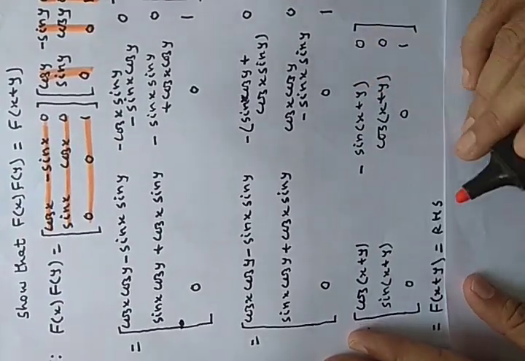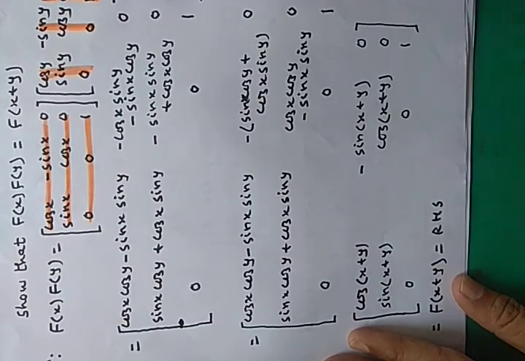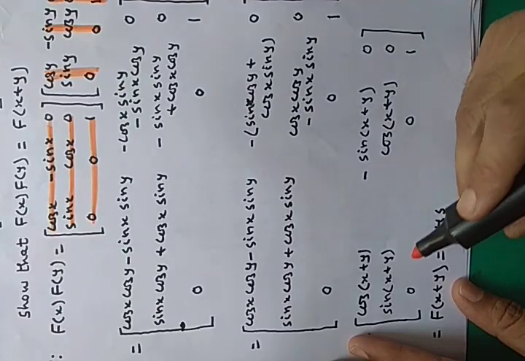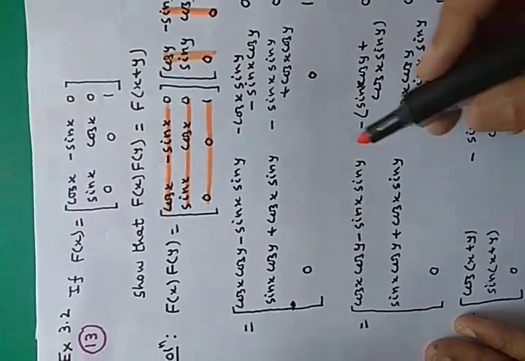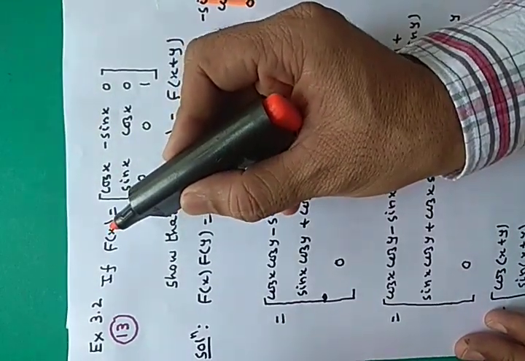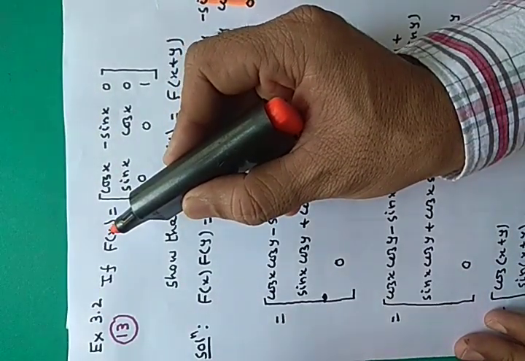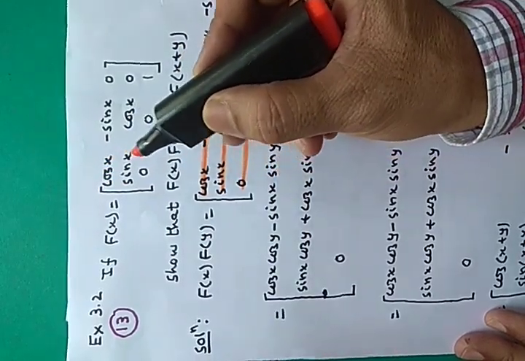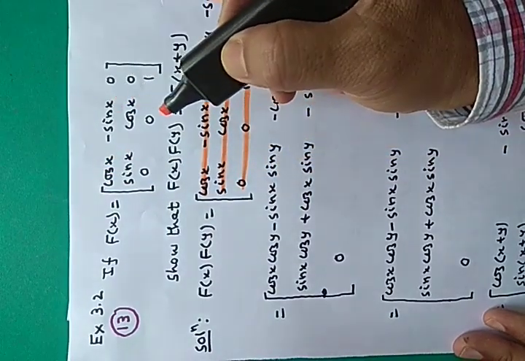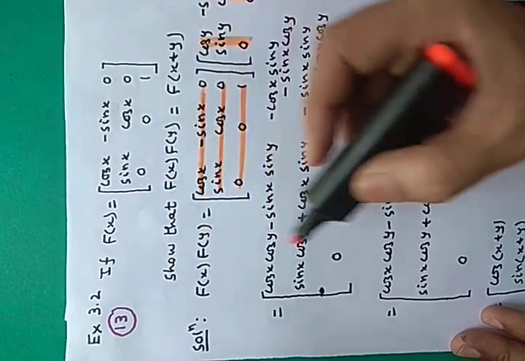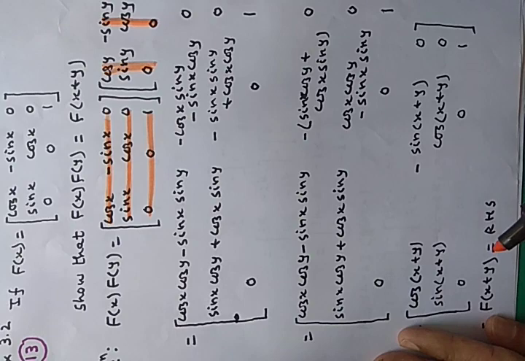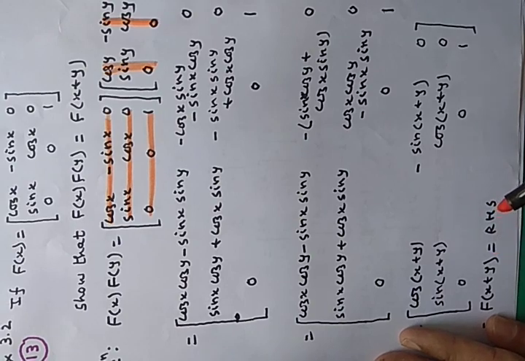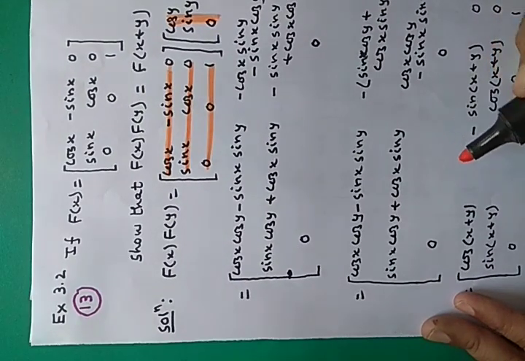Now this matrix is nothing but the matrix F of x plus y. This matrix can be obtained by substituting x plus y here in place of x. If you write x plus y, it will be cos x plus y, sin x plus y, 0, sin x plus y, cos x plus y, 0, 0 0 1. This matrix is nothing but F of x plus y. So this is equal to RHS. So this was your 13th question.